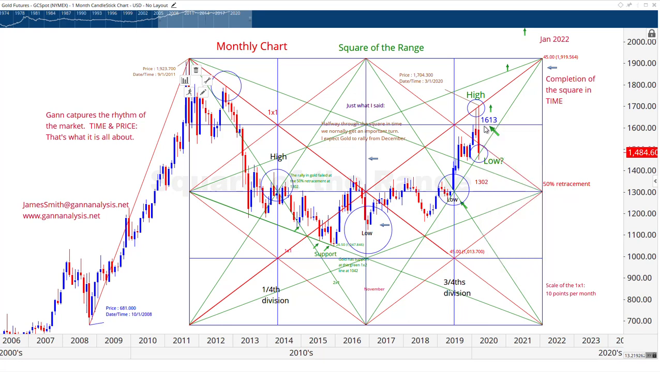It may stop it again, but if it takes it out and it takes out this former high at 1704, well, guess what? You're going to new highs. That's all we're saying. We do not have a crystal ball.